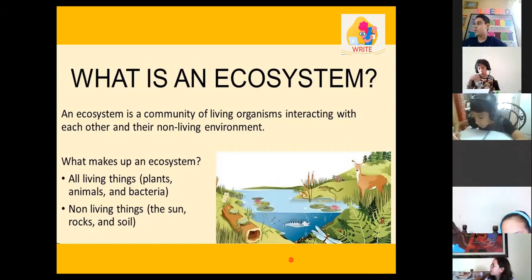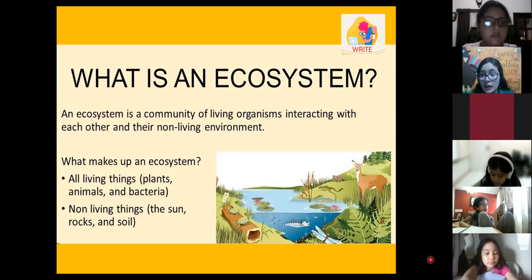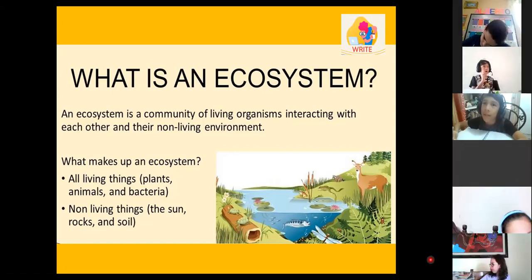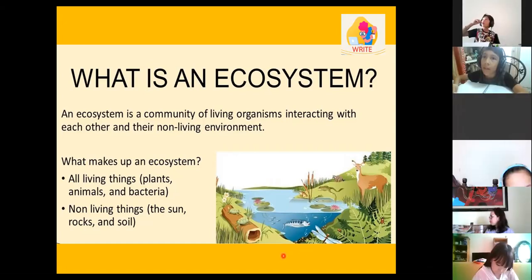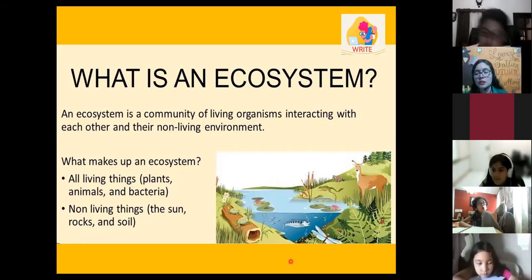Do you think that La Tigra is an example of an ecosystem where you can find living and non-living things, class? Yes, that's right. In La Tigra, you can find living things and non-living things. Do you think that a forest is an example of a community where living and non-living things interact? A forest?